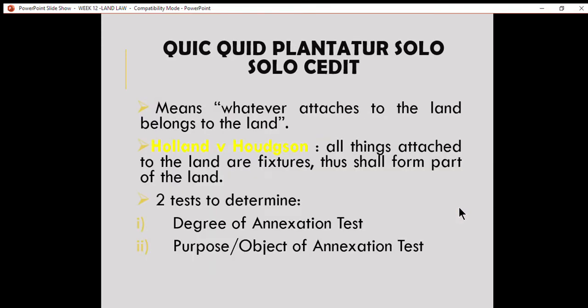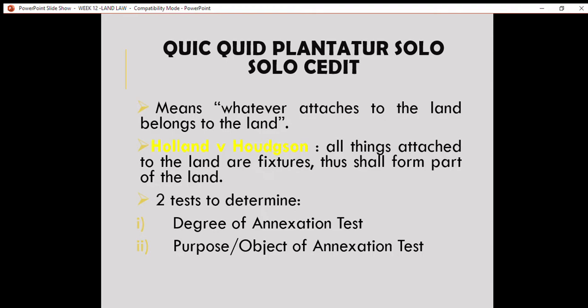Okay, in order for us to determine if it falls under fixture or chattel, we must refer to this maxim. Okay, and this maxim is known as quicquid plantatur solo, solo cedit. It means whatever attached to the land belongs to the land. Okay, the principle is very simple. Whatever is affixed to the land becomes part of the land. Okay, based on the case of Holland v Hodgson, all things attached to the land are fixtures, thus shall form part of the land. So everything that attached to the land considered as fixtures.